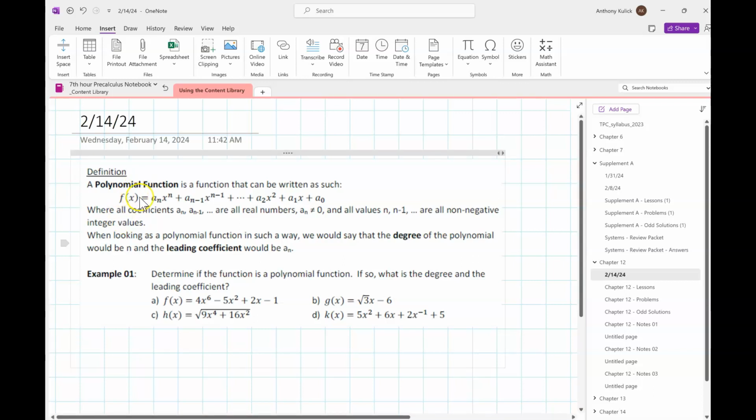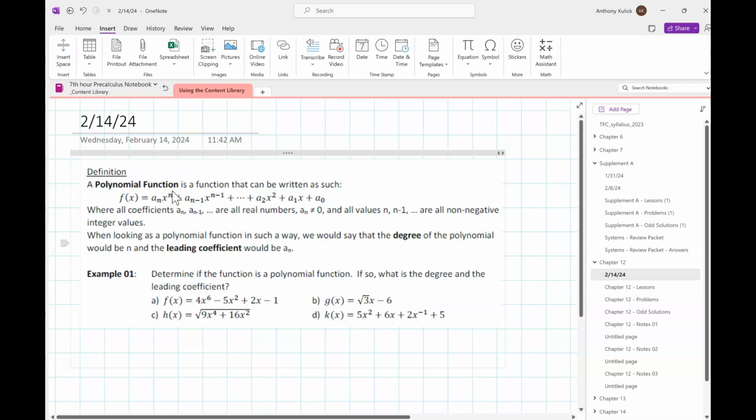So a polynomial function has some coefficient, x to some power, a new coefficient, x to a power that's one less, et cetera, all the way down until you get to a constant term, right? These a's are just what we call the coefficients. The x's are the variables, and the exponents we call the powers.